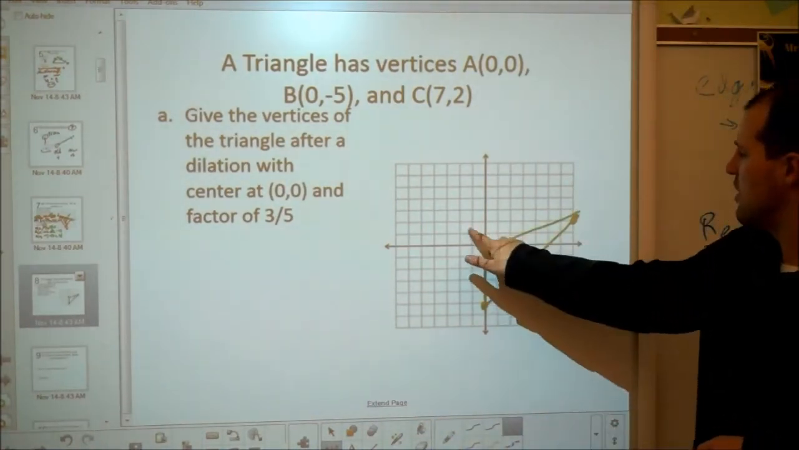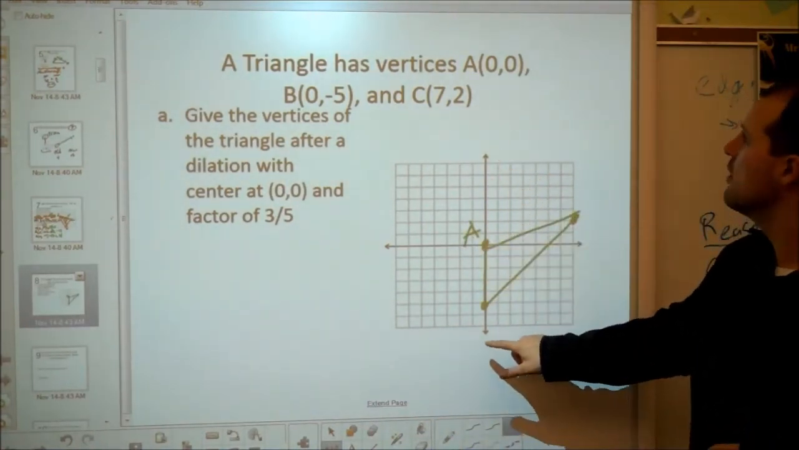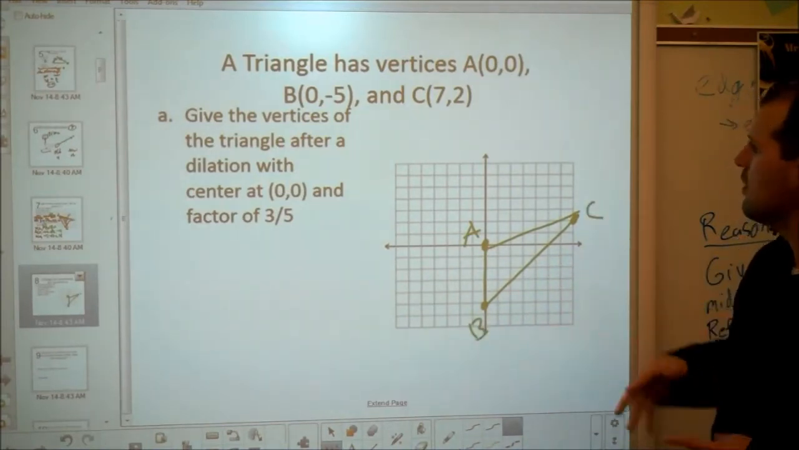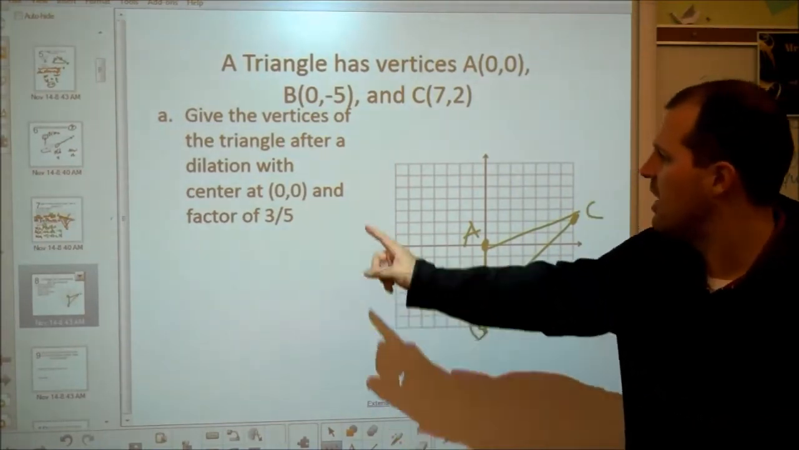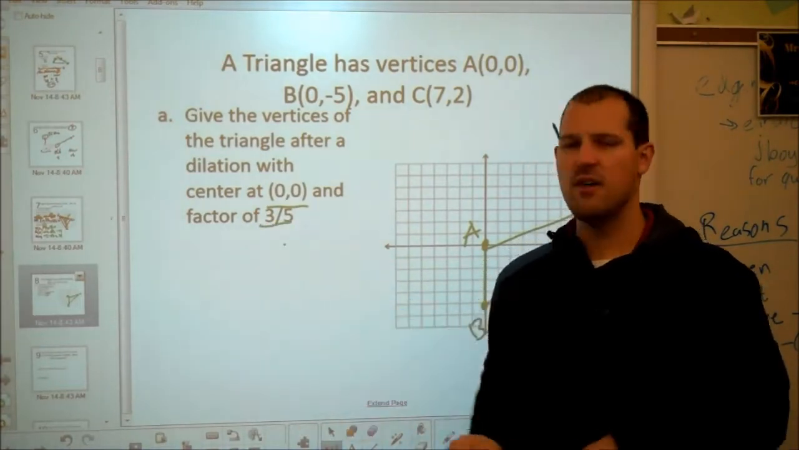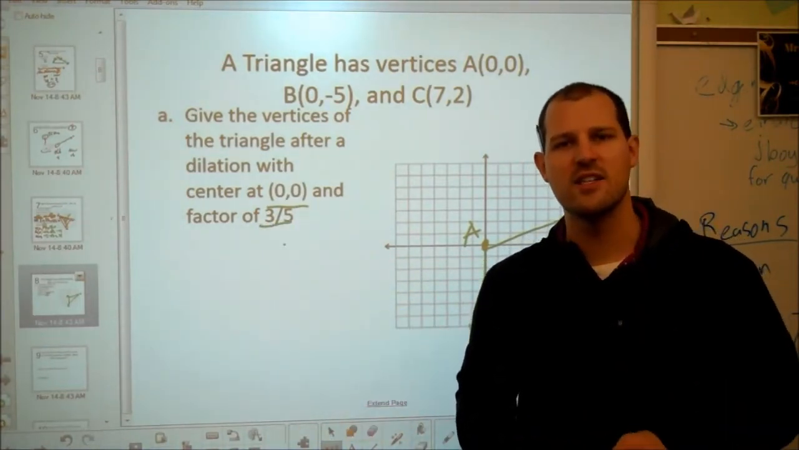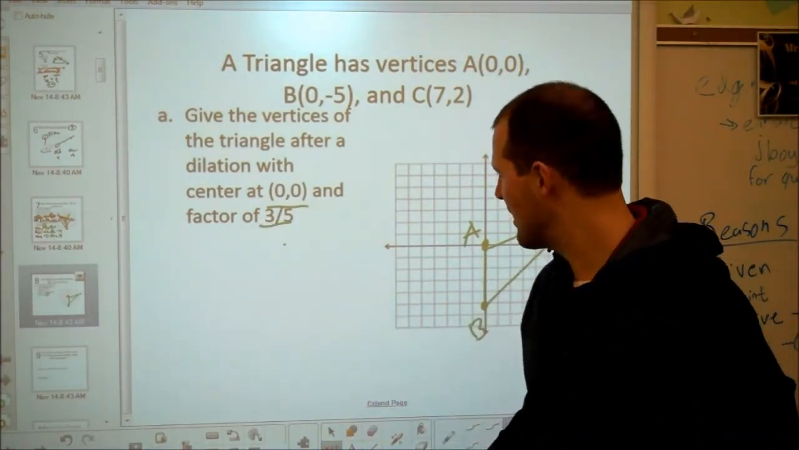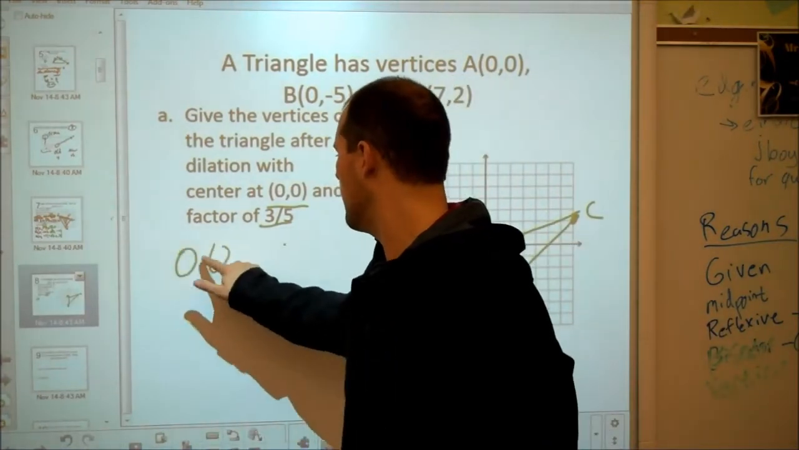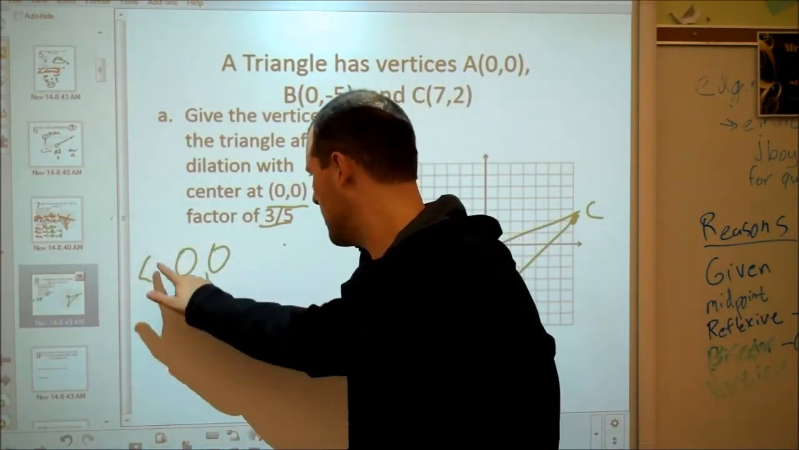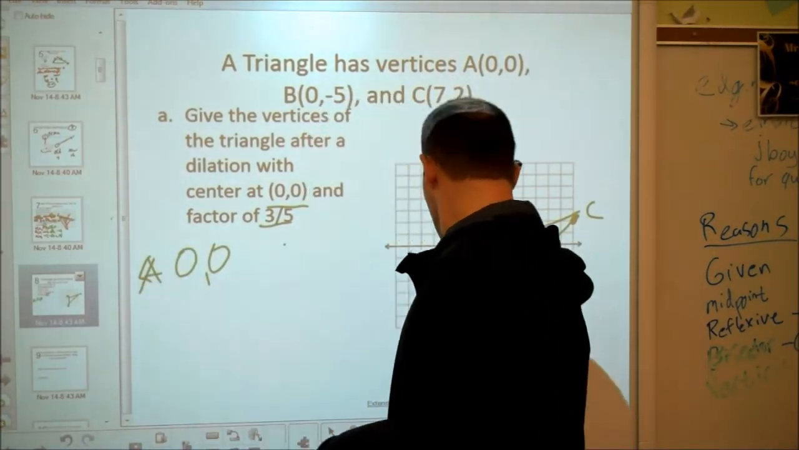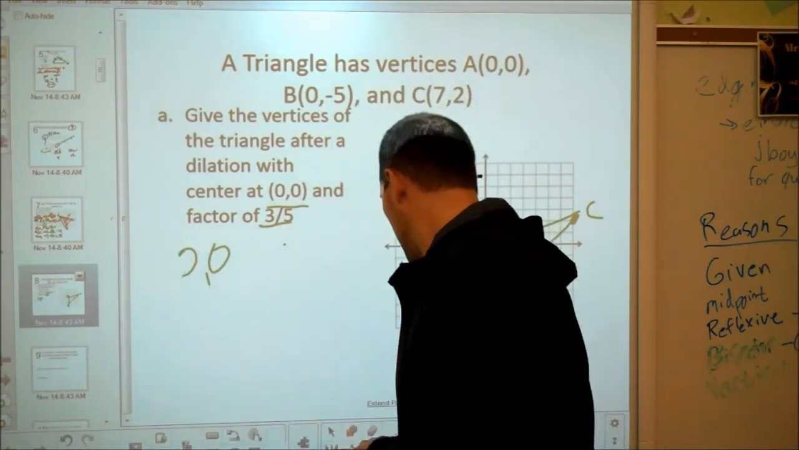And I'm going to put the letters on there. A, B, C. They want the vertices of the triangle after a dilation with center of 0, 0 and a scale factor of 3/5. Remember, dilation is multiplication. So, let's take our points. 0, 0. Oops. That was A. Redo. A little sloppy.